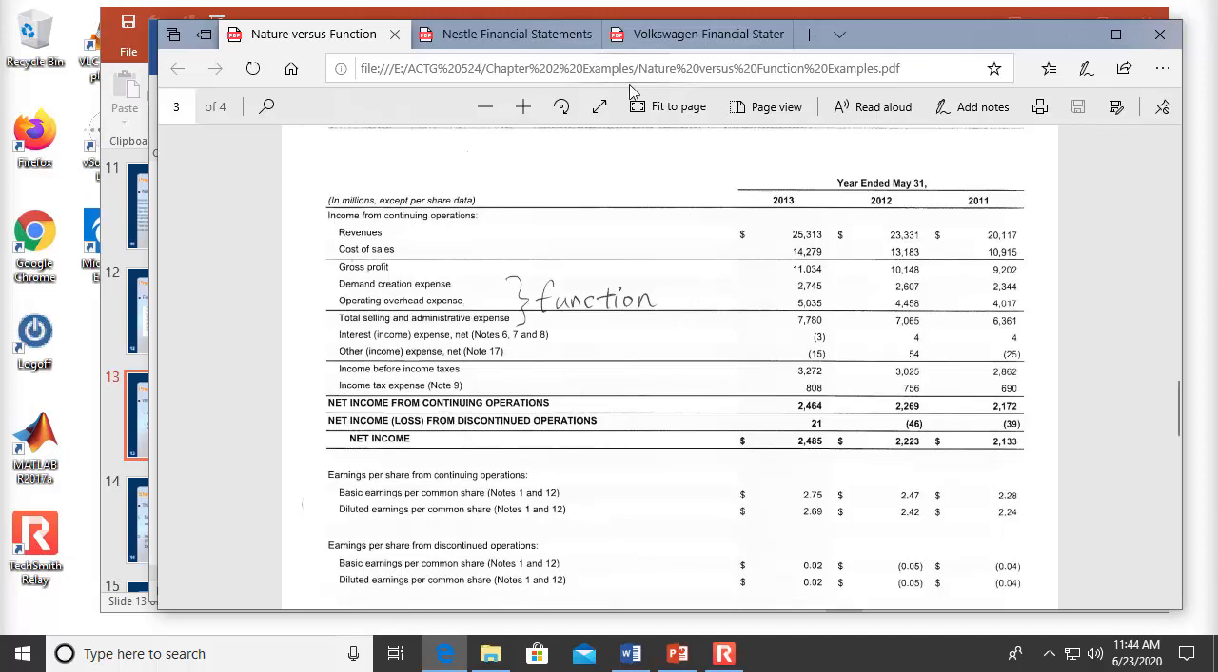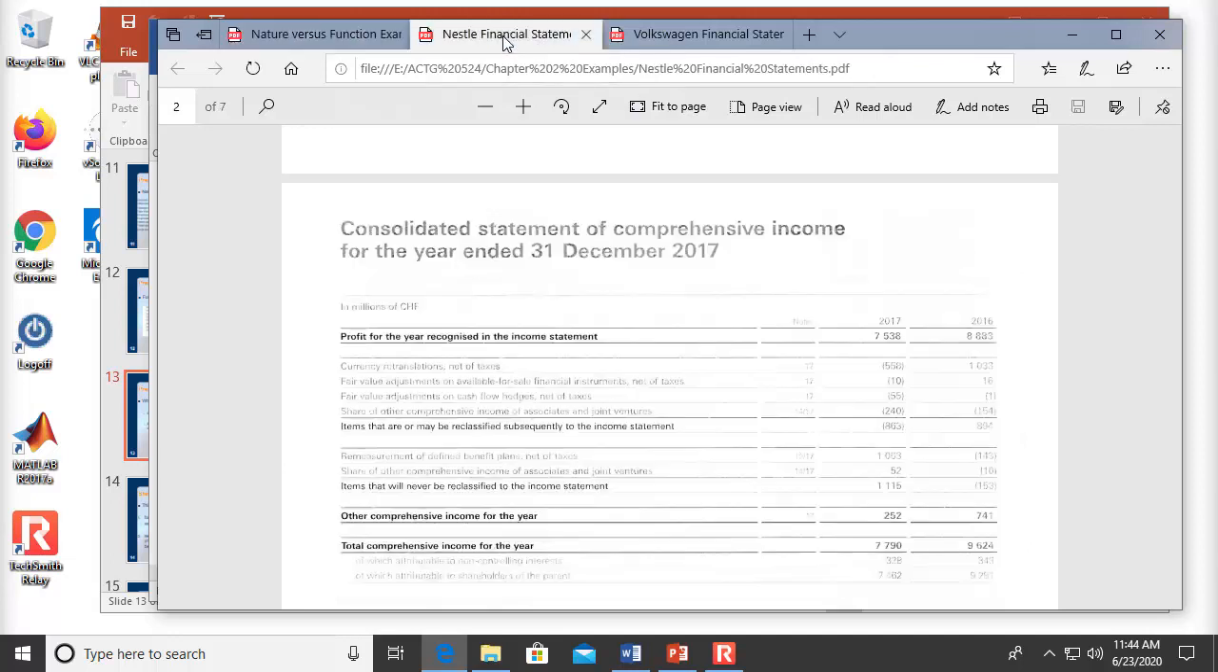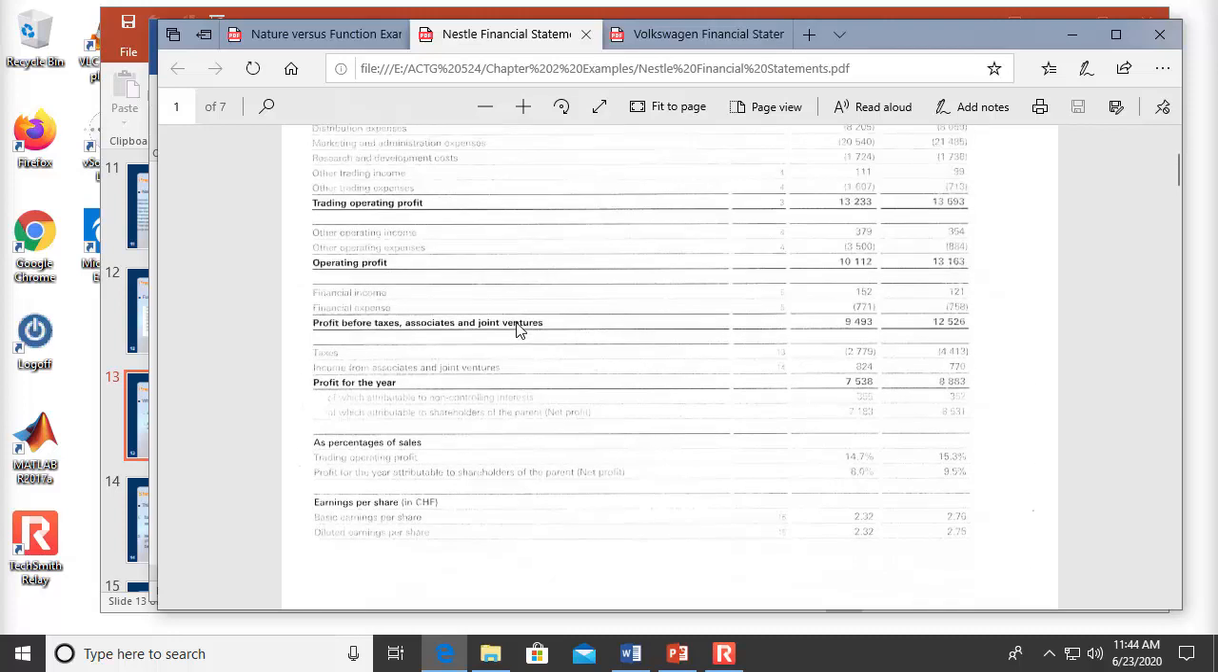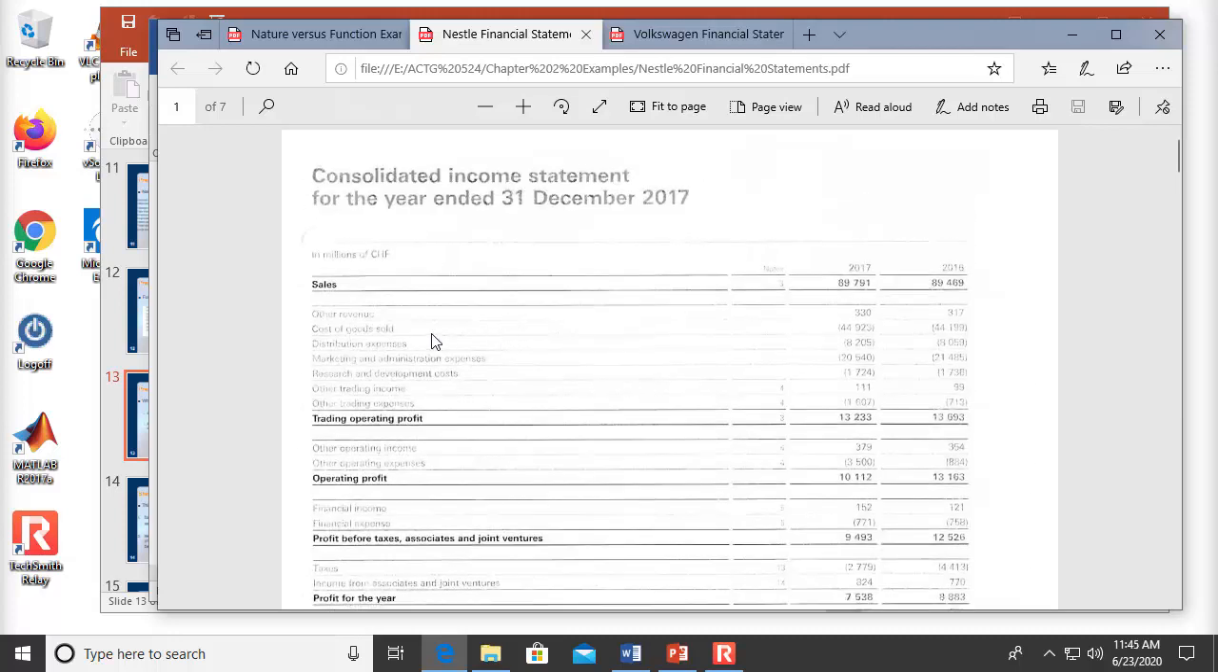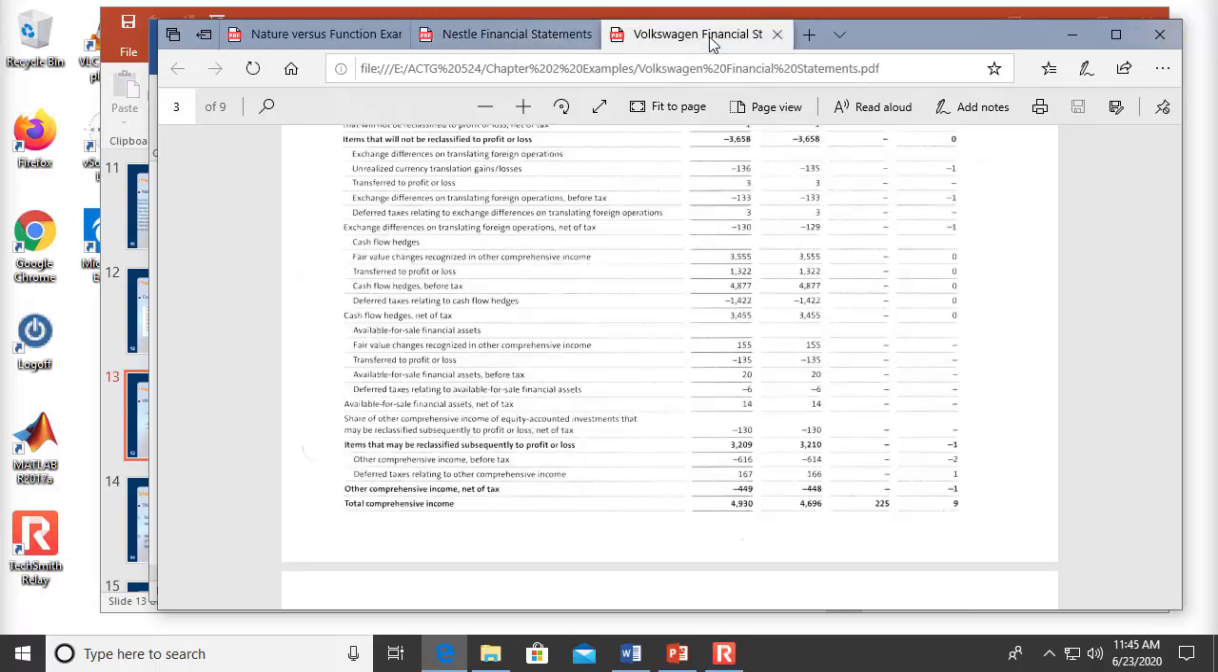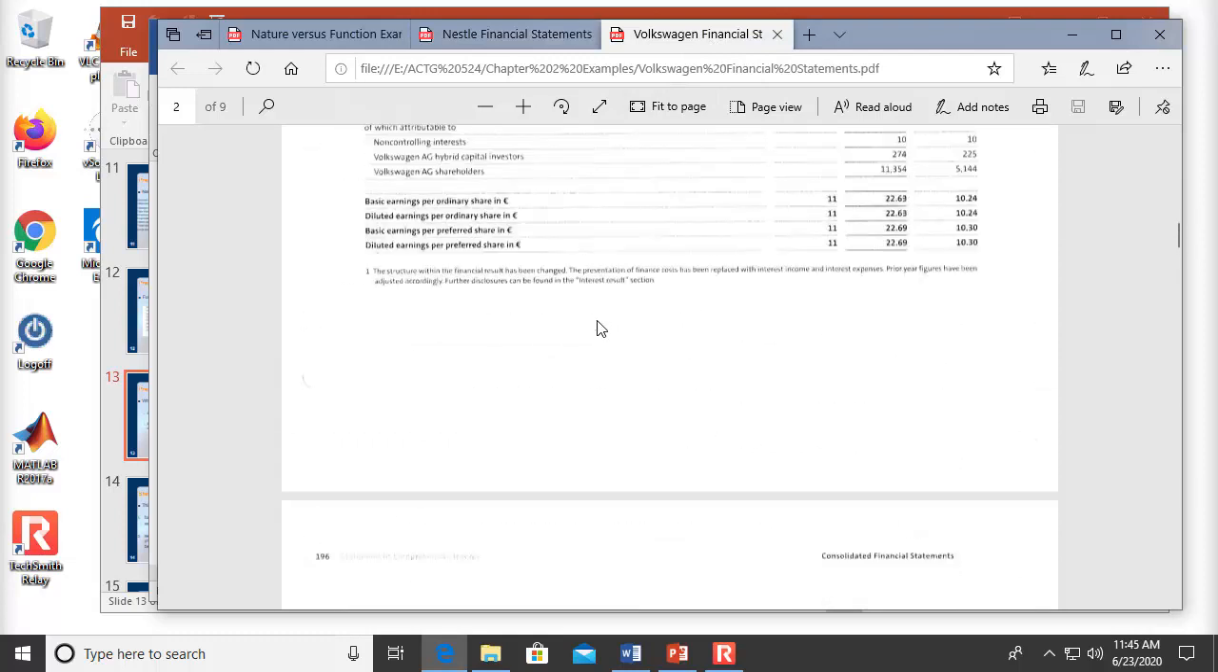We can also go back and look at Nestle and at Volkswagen. So here's Nestle. And if we look at their income statement, they've got cost of goods sold, distribution expenses, marketing and administration expenses, research and development costs. So these are clearly functions of the company or departments. And so Nestle is clearly using the function as a way to organize their expenses and not the nature. And the same thing is true for Volkswagen.